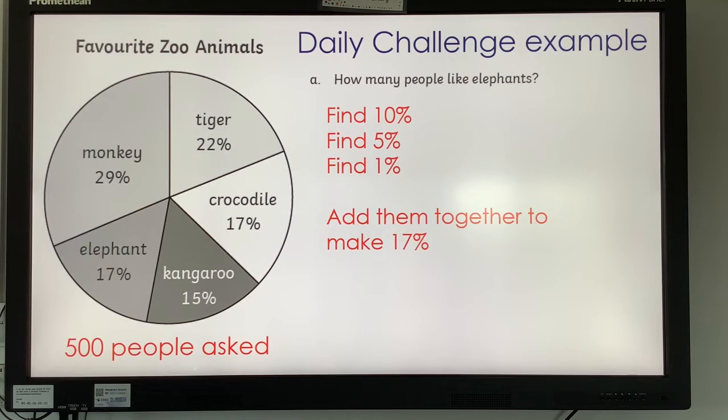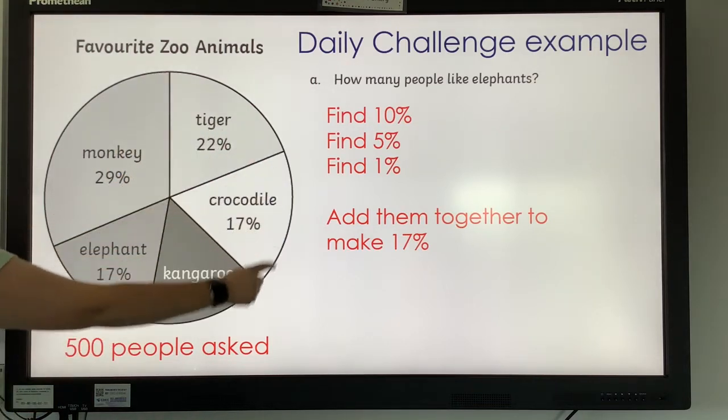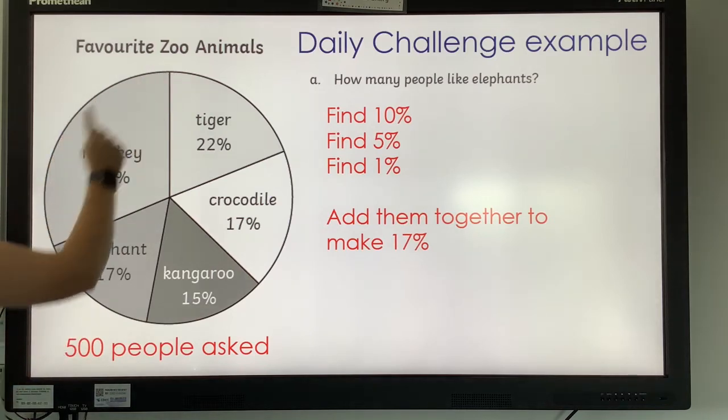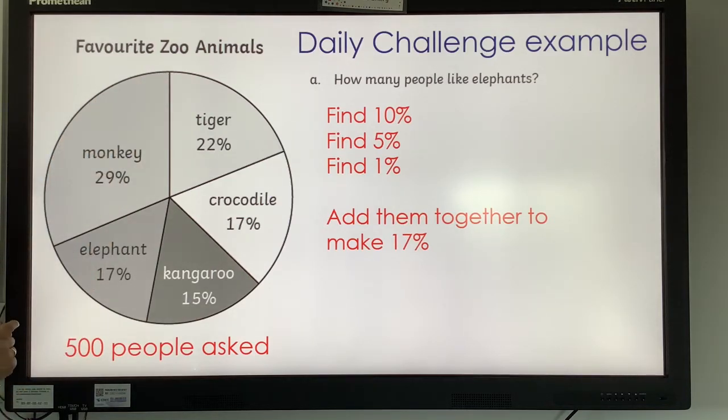So I'm going to go through some examples with you and then we're going to look at doing it independently. This pie chart here represents the favourite animals at a zoo. Now, as it is percentages, we know that the whole pie chart represents 100%. And we know that 500 people were asked what their favourite zoo animal was. Now here we have 100% of the data.